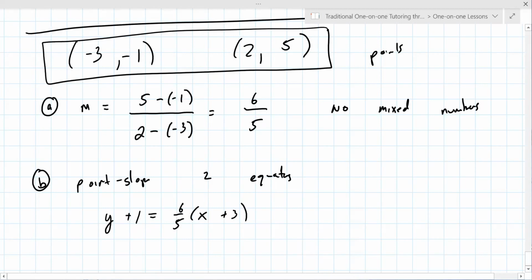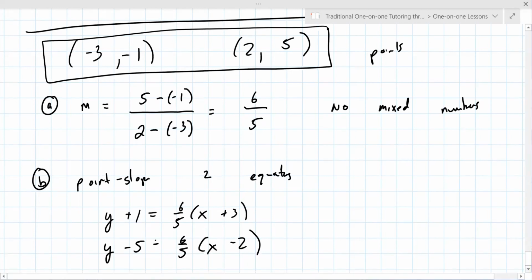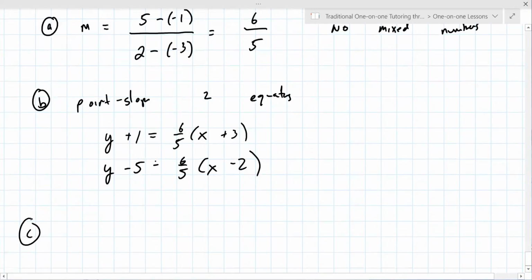Y minus 5 equals 6. And then I got y minus 5 equals 6/5 parentheses x minus 2. Good. Okay. Now part C. Part C is to take each of these and solve for y. All right. And you should get the same thing for both.